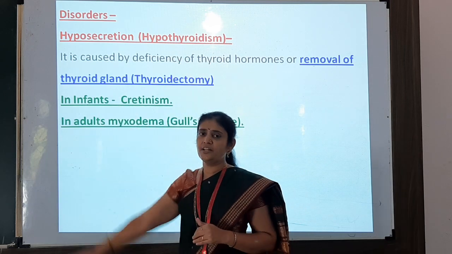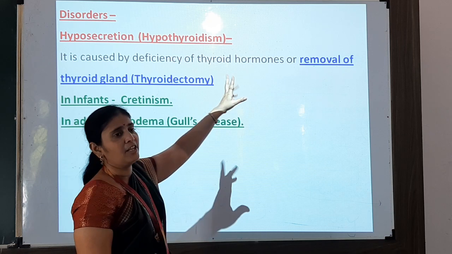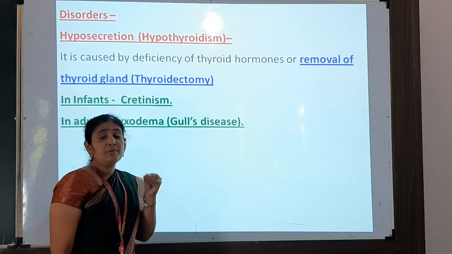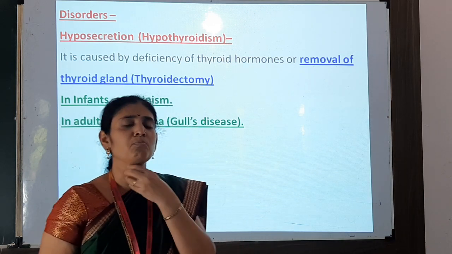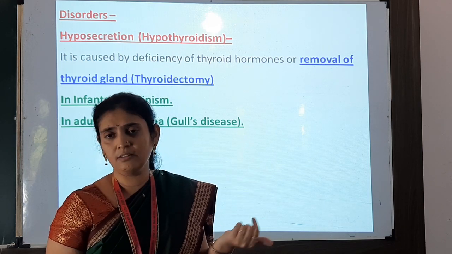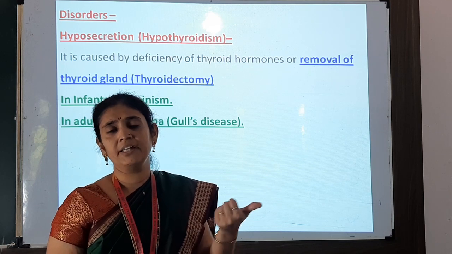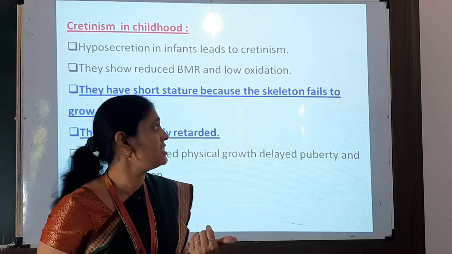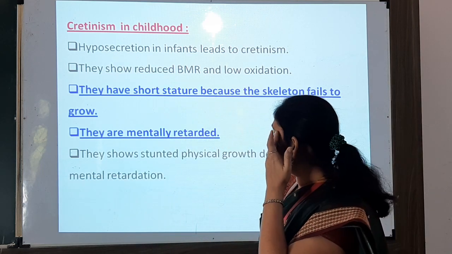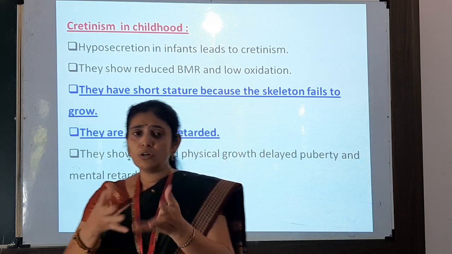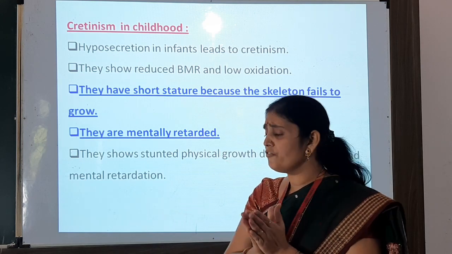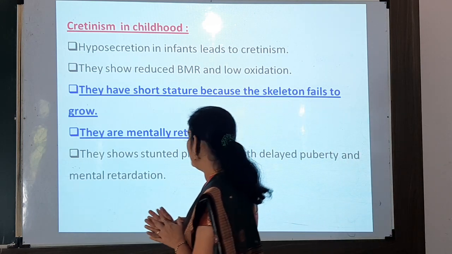It is also caused by the deficiency of this hormone or by removal of this thyroid gland, that is called thyroidectomy. For some reason, if thyroid gland is removed from our body, then there will be no secretion of thyroxine. So there is the symptom like infant cretinism and adult shows myxedema or Gull's disease. Now, what is the symptom of cretinism in childhood? Here we can see in infants, low secretion of thyroxine leads to cretinism. They show very reduced BMR and low oxidation.